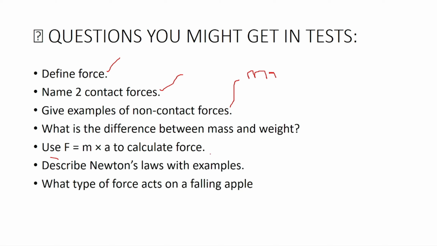What is the difference between mass and weight? Well, mass is the amount of matter an object has. Weight is how hard gravitational force is pulling on the mass. Basically, use the formula to calculate force. As I said, we went through that example. Describe Newton's laws with examples. We went through that example. So what type of force is acting on a falling apple? Let me give you guys a chance to answer that. If you say gravity, if you say non-contact force, well, you're right. Non-contact force is the one acting on a falling apple.